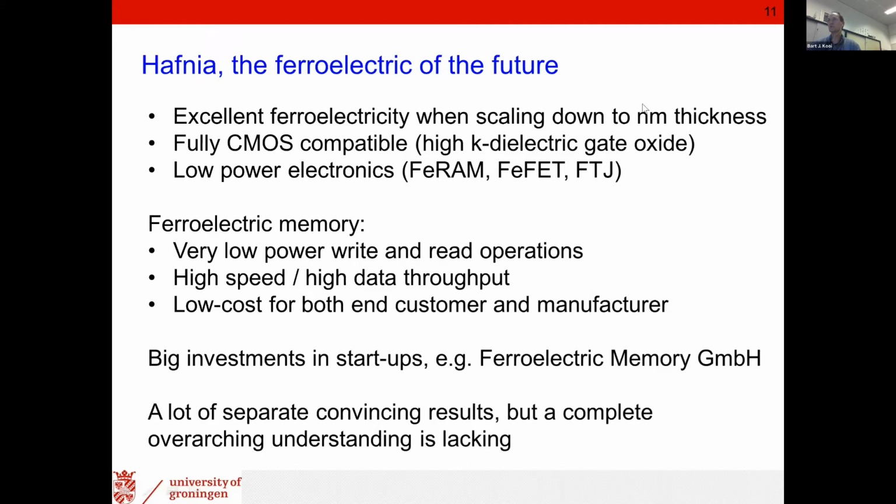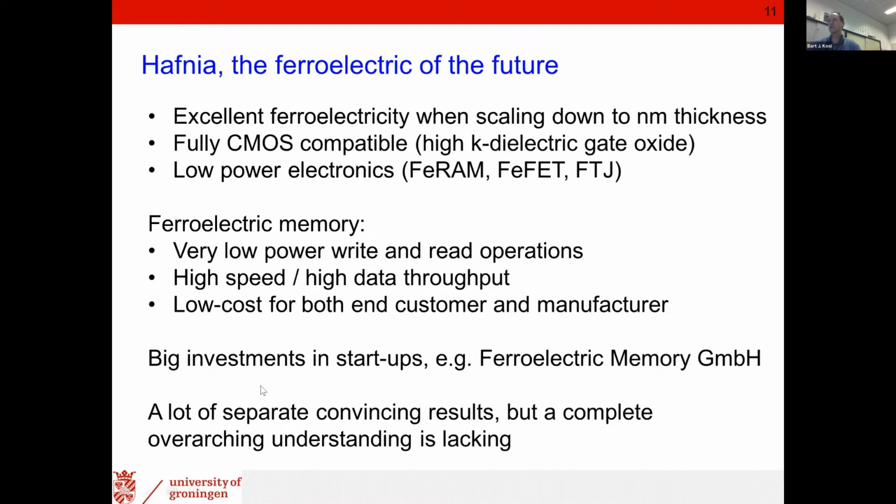And moreover, it's fully compatible with the normal CMOS processing, because hafnium oxide is really also used as the high-k dielectric gate oxide in modern field effect transistors. So it's already in all computers or chips, it's now available and really compatible. And oxides are, in the end, relatively high resistance materials, and this can also connect to very low power electronics. So you can use it for memory applications, for field effect transistor applications, or for ferroelectric tunnel junctions. So they're all kinds of nanoelectronics devices where it can be used.